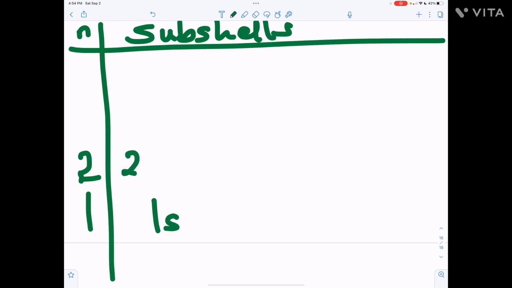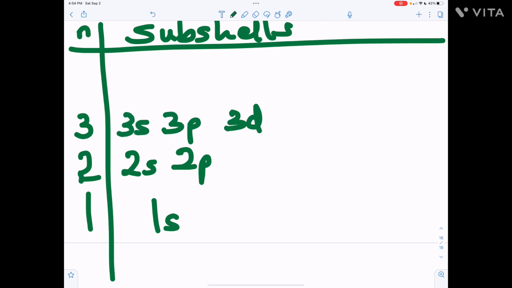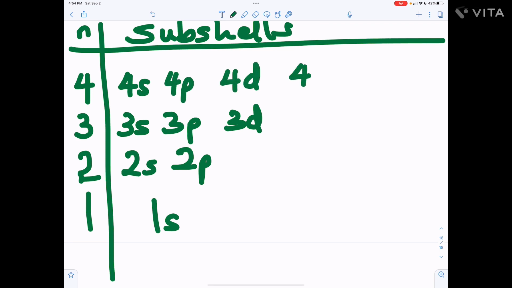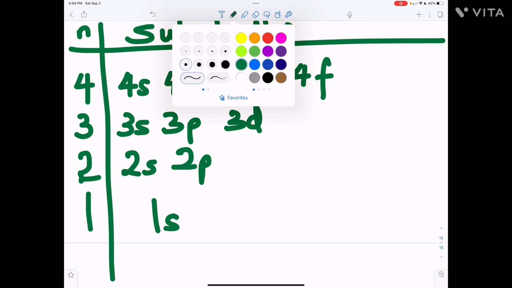The second shell has two subshells, the 2s and 2p. The third shell has three subshells, 3s, 3p, and 3d. The fourth shell has four subshells, 4s, 4p, 4d, 4f. I think that's enough for our level. Let's see how electrons occupy these subshells in order of increasing energy.